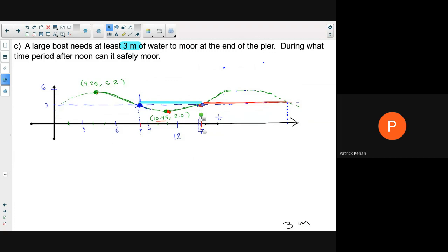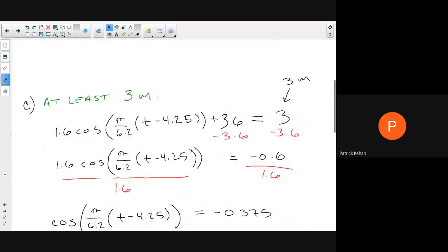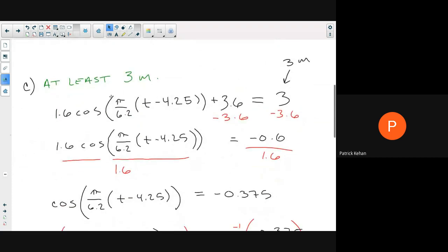So what we're going to do is take our original cosine function that we created, and set it equal to this 3 meter line. And I'm going to solve it for t and hopefully find this value right here, right? So here's the work for that. We want at least 3 meters of water. So this is the original function I created, and I'm setting it equal to 3 meters. And we're just going to use some algebra to solve this equation, right?